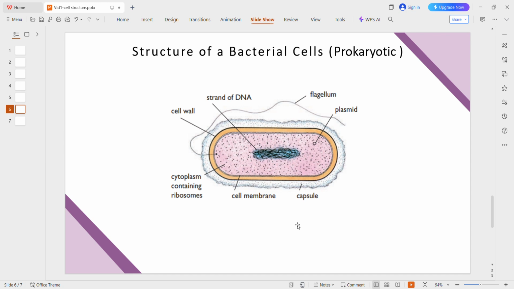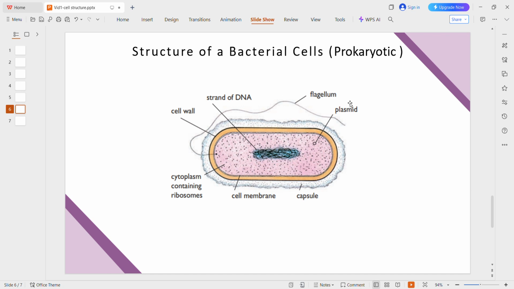Bacterial cells share some common structures as well, like the cell membrane, the cell wall, cytoplasm, and ribosomes. Since they are prokaryotic cells, they don't have a nucleus. Instead, the DNA lies freely in the cytoplasm. They also don't contain mitochondria or chloroplast.